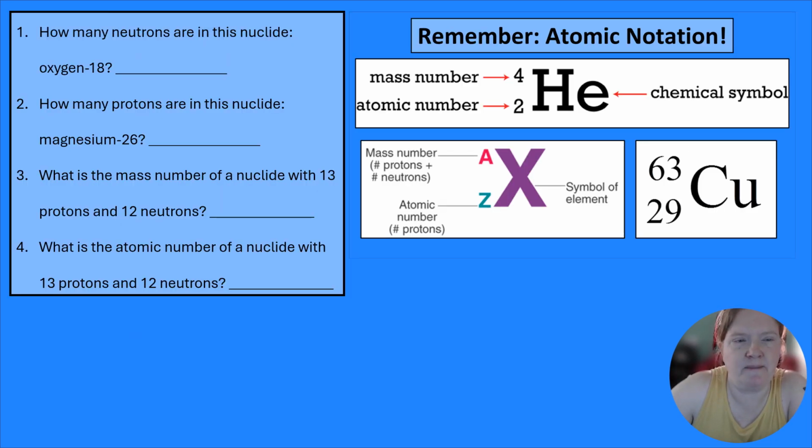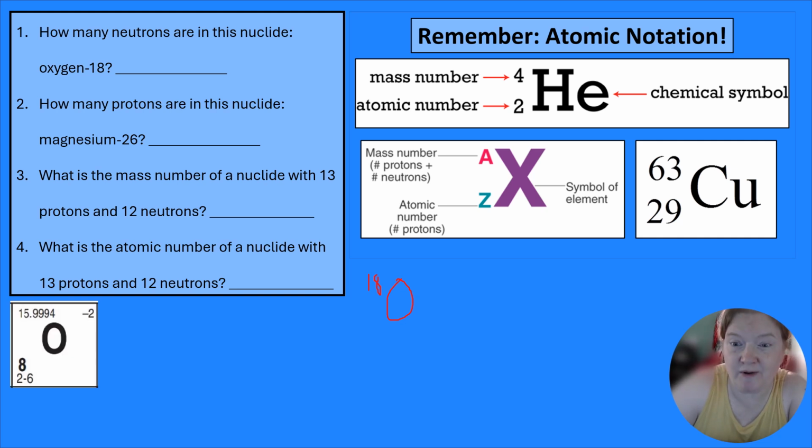So some examples, how many neutrons are in this nuclide? So that's oxygen. 18 is the top number. Why? Because they don't have to tell you the atomic number, because where can you look? Bam, periodic table. So that's 8. So I would do that subtraction to find the number of neutrons.